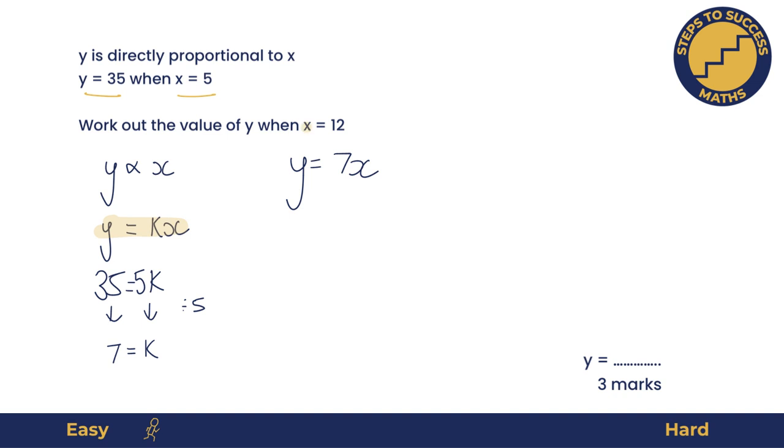And now I'm going to answer the question. Work out the value of Y when X is 12. So using Y equals 7X and X is 12, Y equals 7 times 12, which is 84.